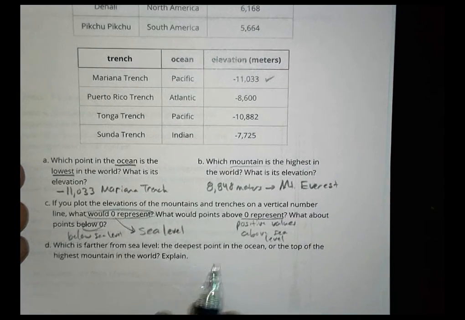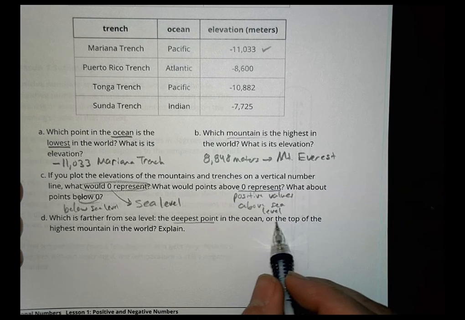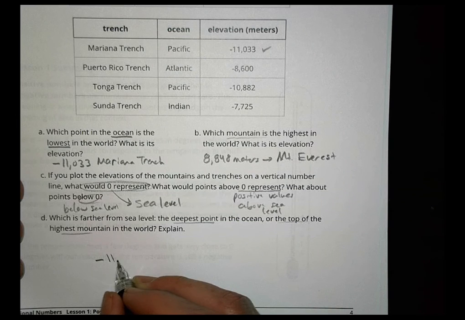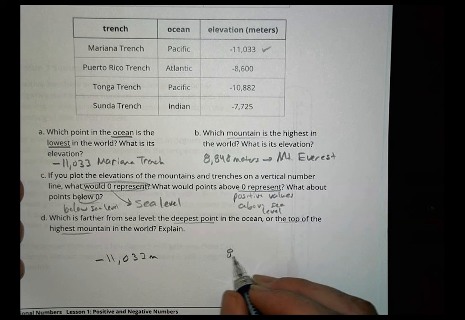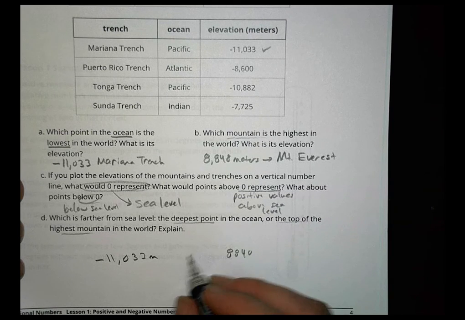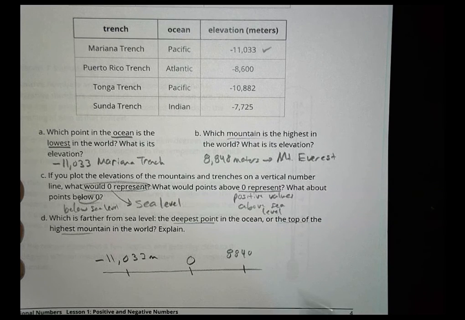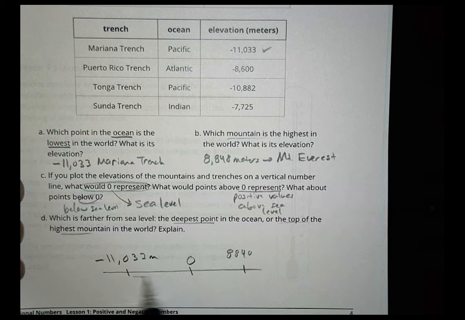So part D says, which is farther from sea level, the deepest point in the ocean or the top of the highest mountain? Well, our deepest part of the ocean was negative 11,033 meters, and our highest point was 8,840 meters, and 0 is going to be somewhere in between there, right? So we're talking about the space between these. If this is like a number line, okay, this is our number line. The question is, which one has the greater distance from here to here? This one or this one?